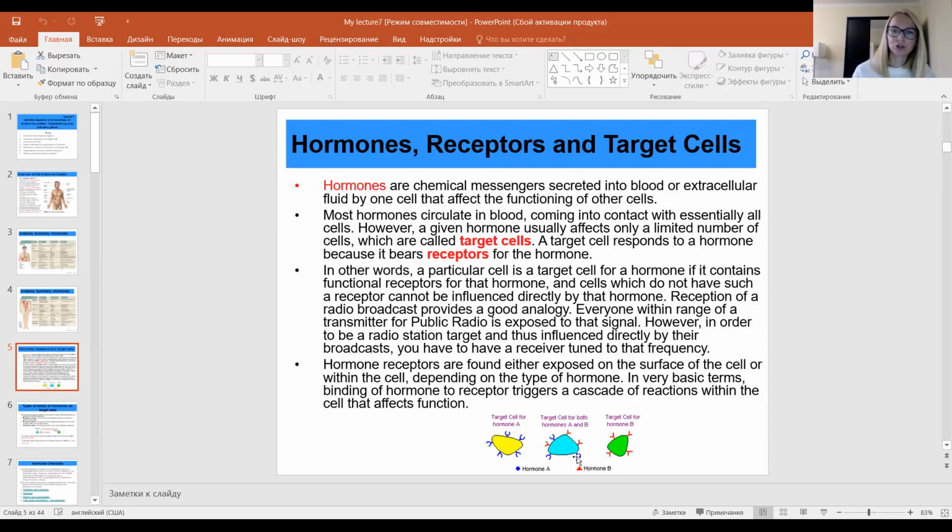So you can look at this picture that different types of hormones have their own special particular receptor, and this hormone can bind only to this one particular receptor. It cannot bind to any receptor. So hormone receptors are found either exposed on the surface of the cell or within the cell, depending on the type of hormone. In very basic terms, binding of hormone to receptor triggers a cascade of reactions within the cell that affects function.